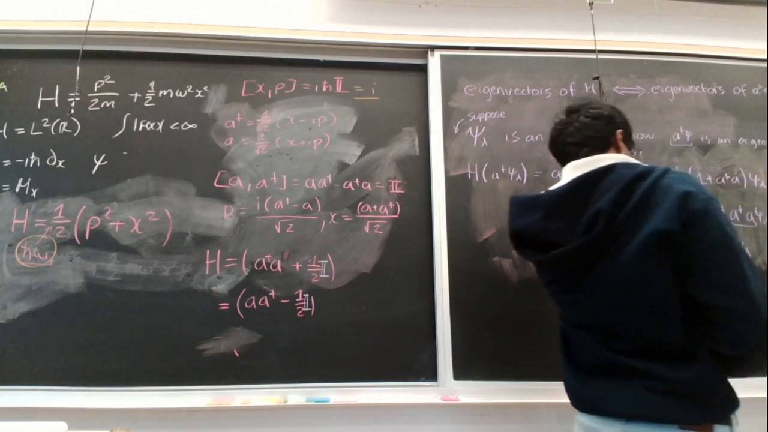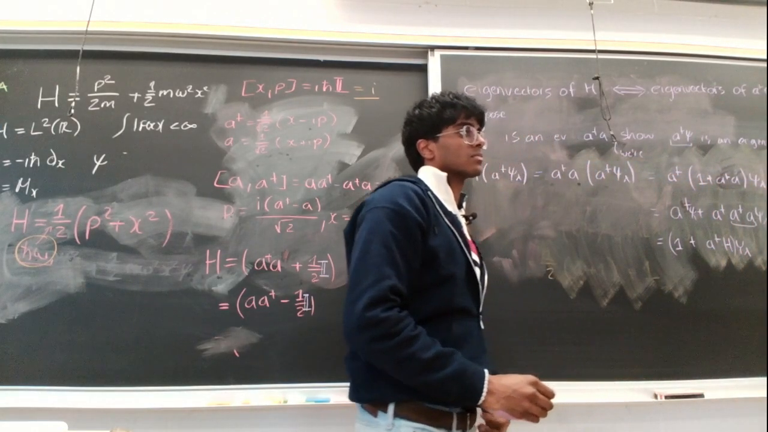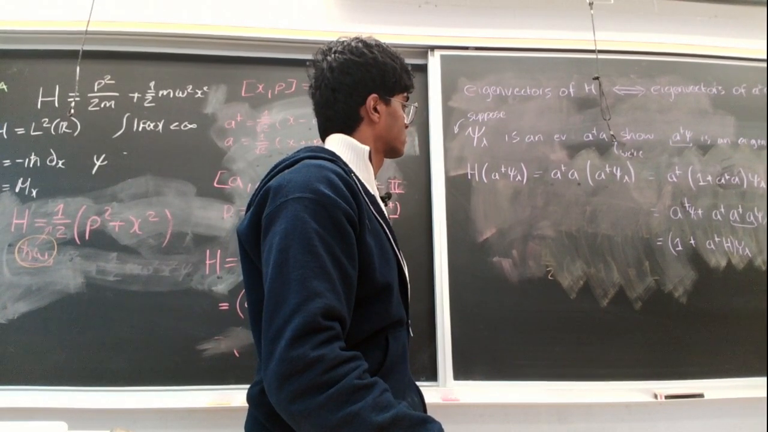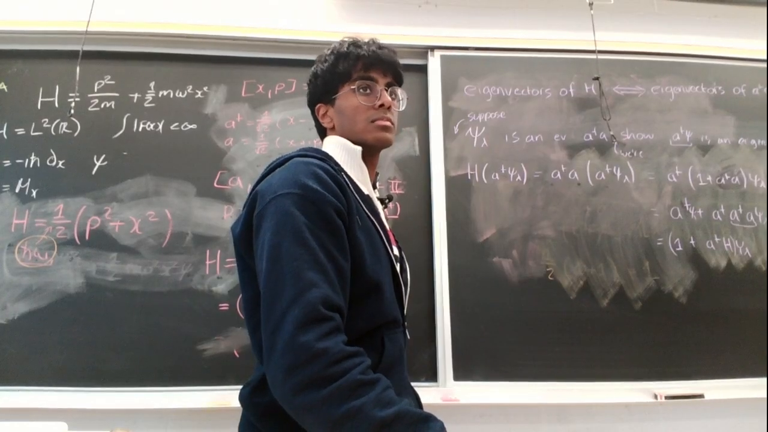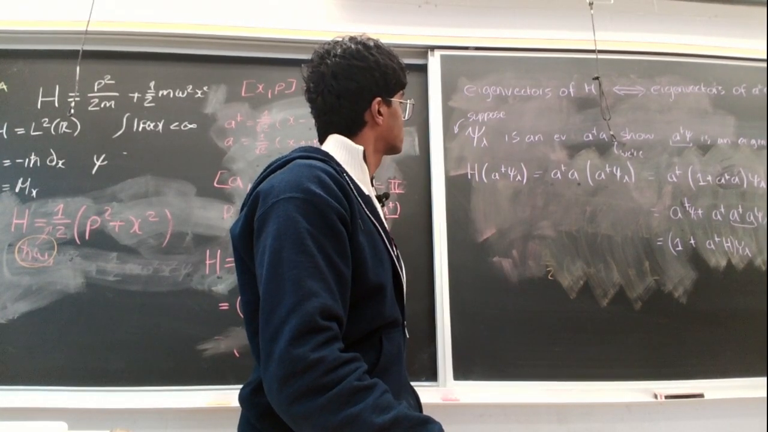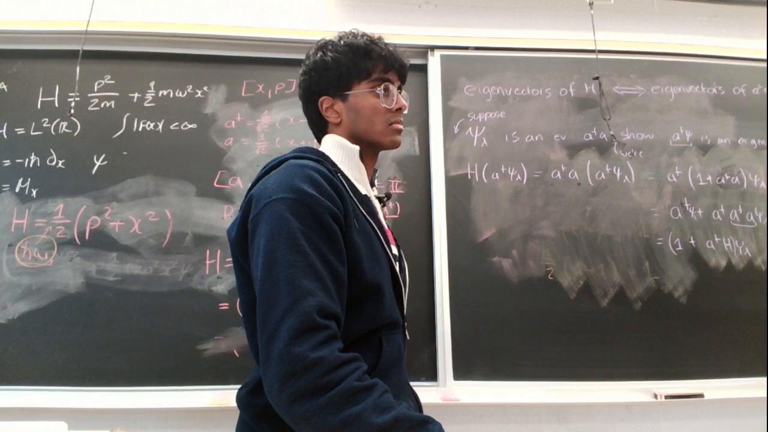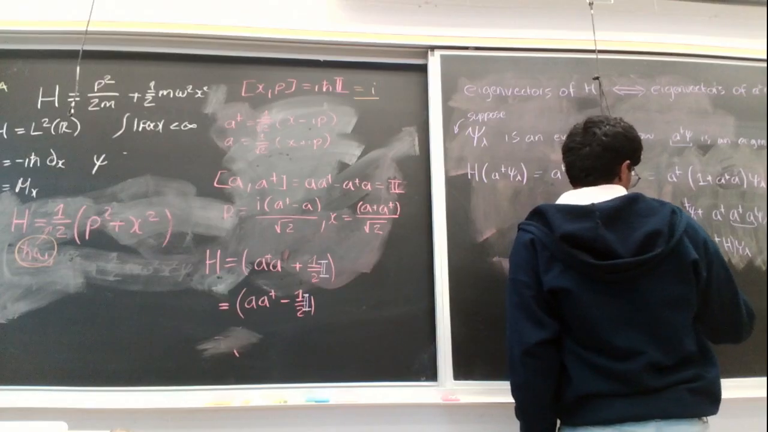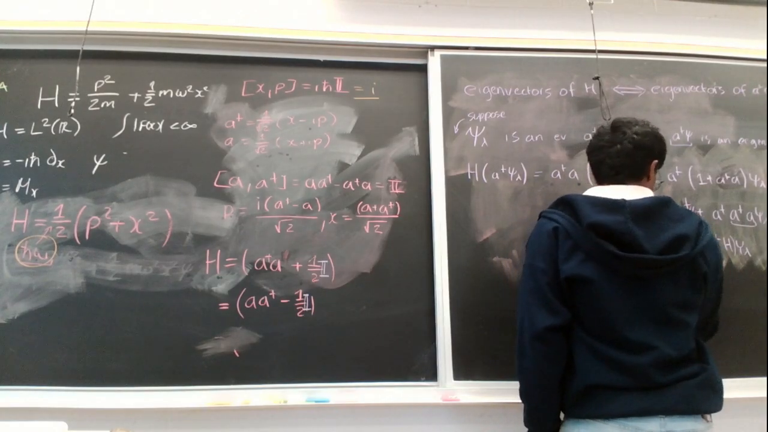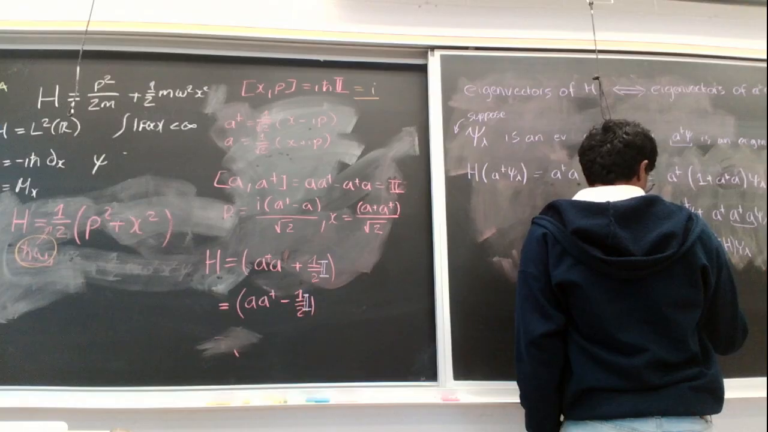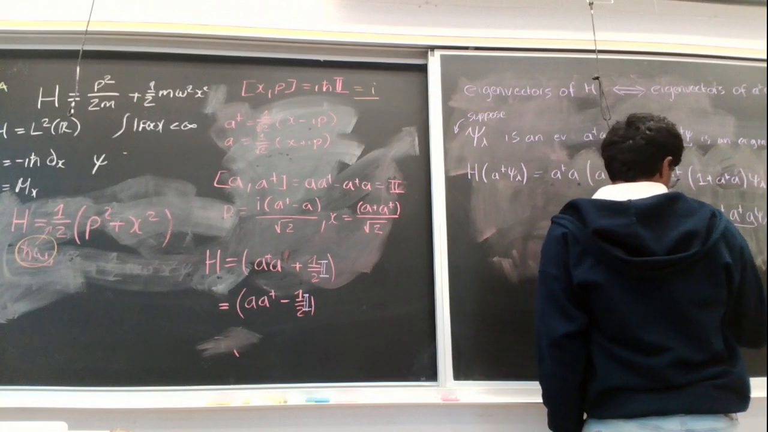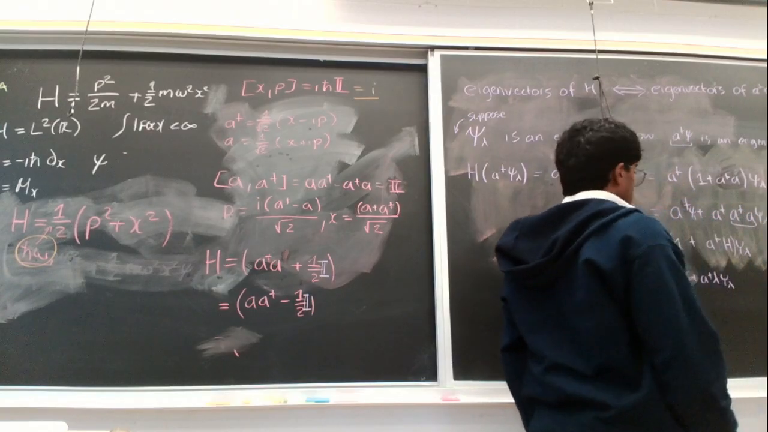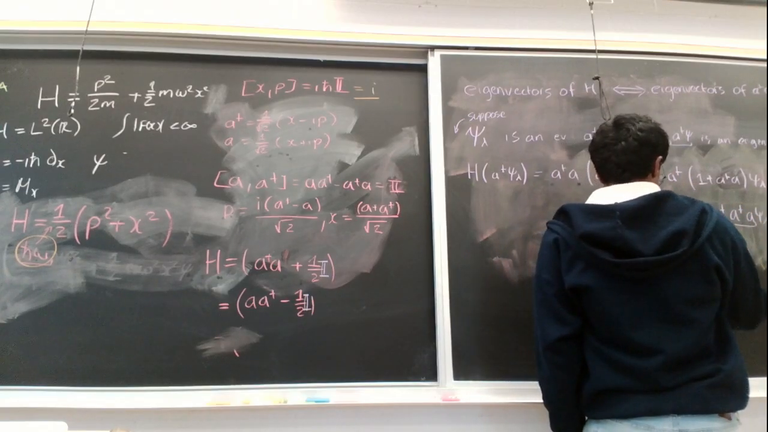Good. Now, question. H applied to psi lambda, what is that? What was psi lambda? An eigenvector. And so H applied to psi lambda should be just lambda. Also, sorry, it's not 1, there's an a zero dagger, right? Yeah, sorry. There we go.